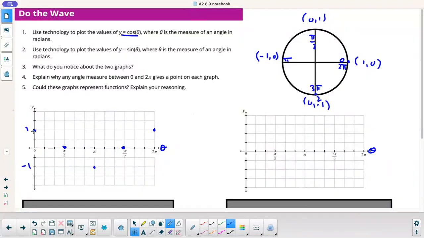Okay, so your graph is going to look something like this. Now, it's actually curved. You might be tempted to make it zigzag, but it's actually smooth and curved like that.